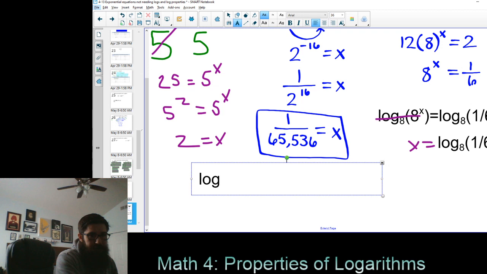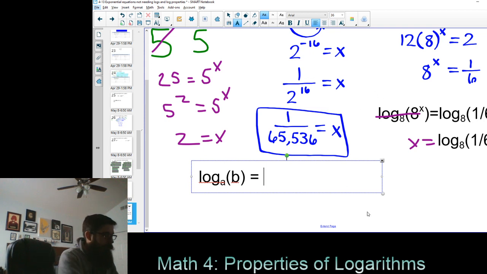Let's say I'm going to do log base A of B. That's equal to log, and then I can pick whatever letter I want.